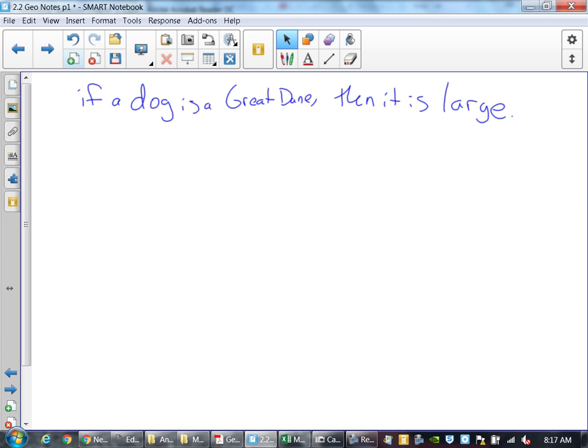You're going to be given the conditional statement. The inverse was not P implies not Q.